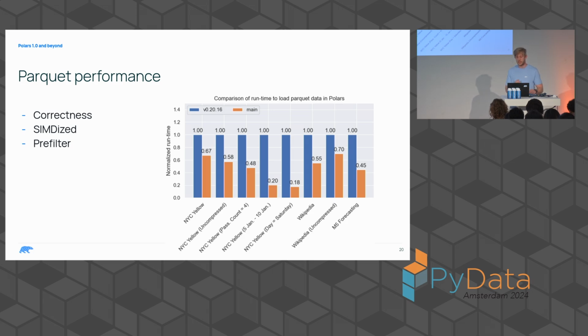So we recognize that we were not as fast as we wanted, so we've put a lot of effort into this. And here you see the results of Polars' main branch compared to Polars version 0.20.16, which is a few months old now. And you can really see that we improved on almost all dataset sizes with different queries, and some are super impressive, right? 5 times faster. It's much more correct now.